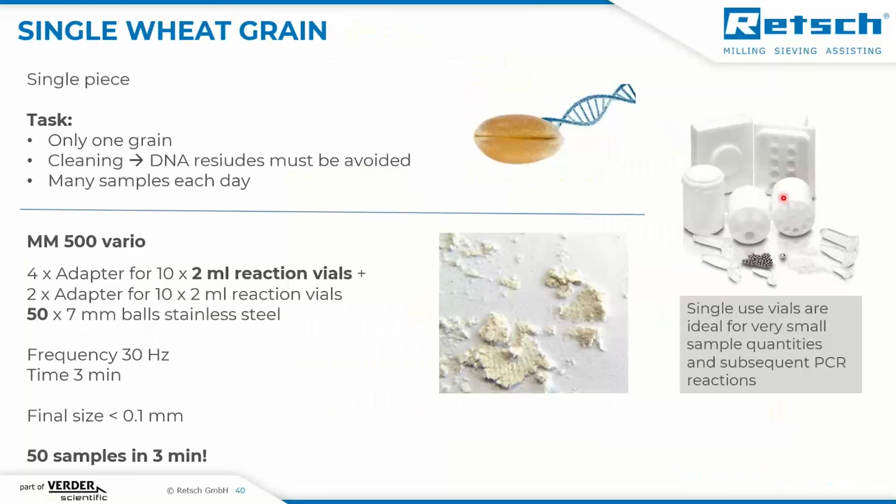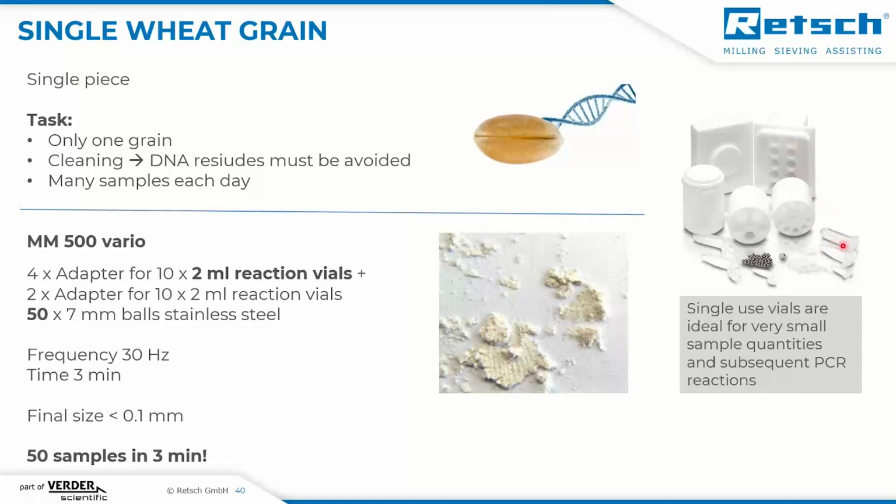But if we use a single-use vial like these 2 milliliter Eppendorf tubes, then that's very easy. And we do not have the risk of cross-contamination because the tubes are just used one time and then thrown away afterwards. So for DNA, RNA, this is quite nice. If you are extracting the sample for DNA or RNA, then this is a good system.